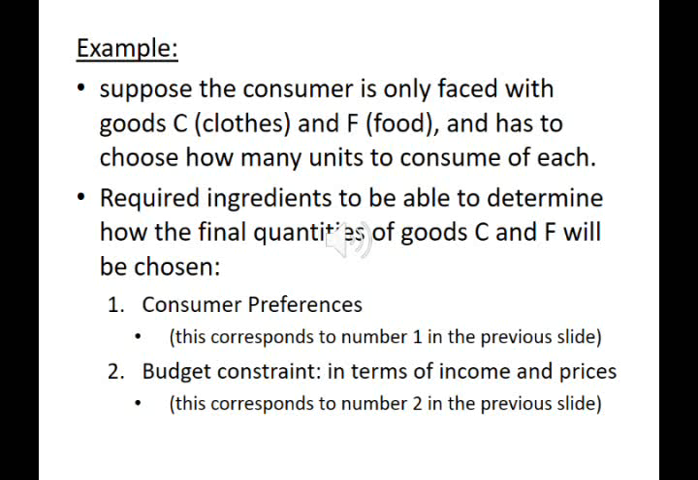The second ingredient that we need to know is this consumer's budget constraint. We need to know information on his income and information on the prices in the market of these two goods in order to be able to draw this consumer's budget constraint.